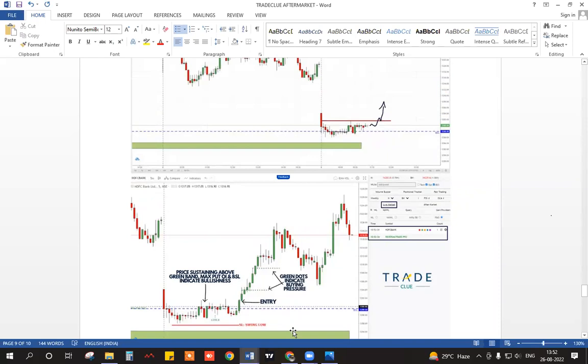So one guy had asked how to take positional. You can take such trades as positional, but remember to keep your SL below the green band or at least at your nearest swing low. So you can keep your SL for positional below the green band.